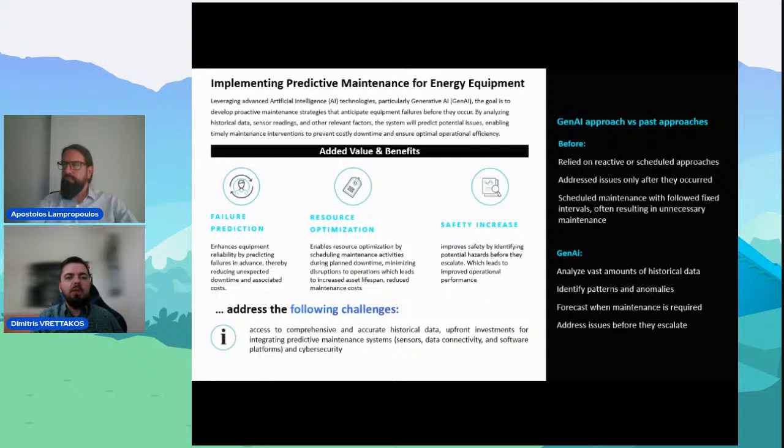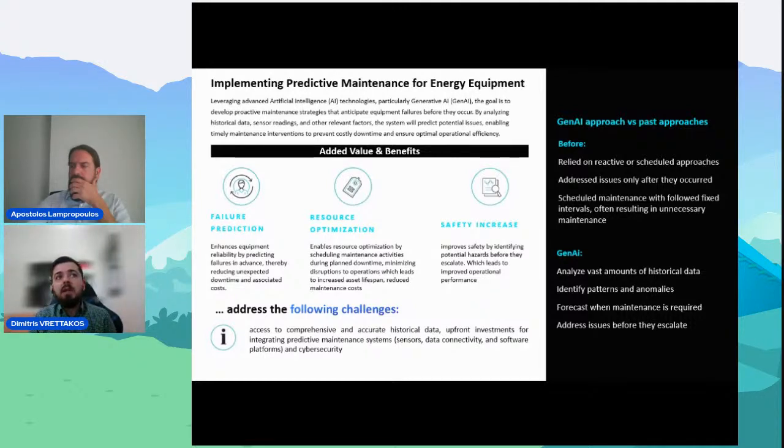So imagine a scenario where our equipment could tell us when it is about to fail, right? It will not be a movie or something. It's the power of predictive maintenance. We are going to analyze historical data, sensor readings, and other relevant factors, and predict potential issues. And the gain is in many ways. Predictive maintenance will enhance reliability by foreseeing failures in advance. So we are going to work proactively, not reactively.